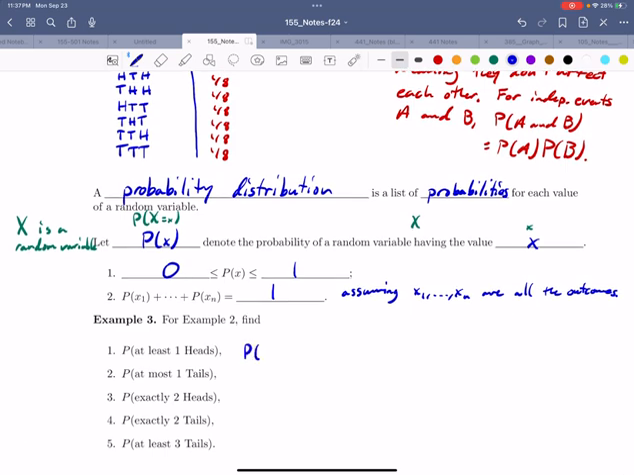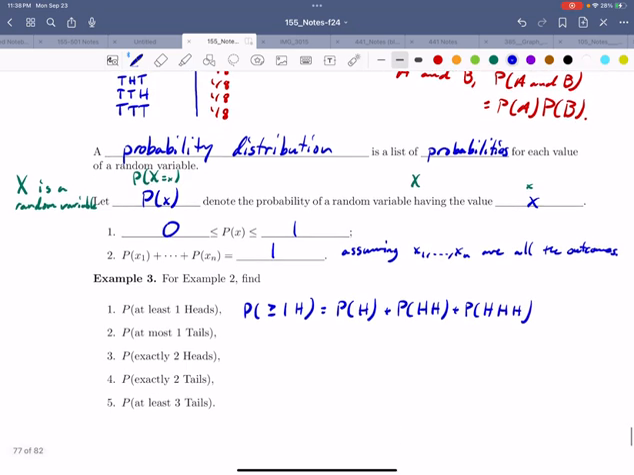Well, the probability of at least one heads equals the probability of one heads plus the probability of two heads plus the probability of three heads. All of these are mutually exclusive. It means you can't have one head and two heads, can't have two heads and three heads, etc. So you can just add up their probabilities. I'll state that down below in a sec.